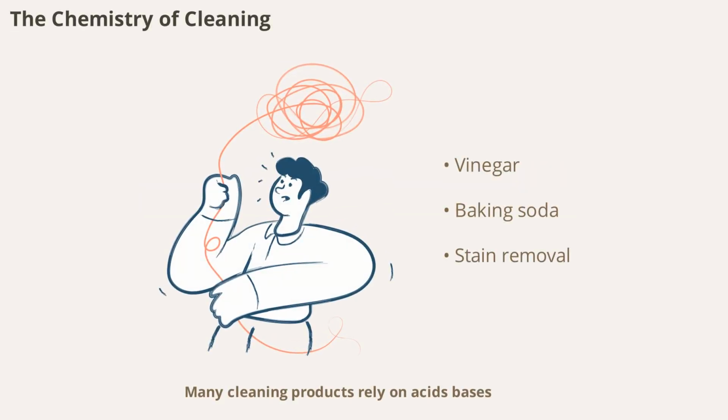Many cleaning products rely on acids, bases, or salts to remove stains and disinfect surfaces. For example, vinegar, an acid, cuts through mineral deposits, while baking soda, a base, neutralizes odors. Understanding the chemistry behind these products helps us clean more effectively and safely.